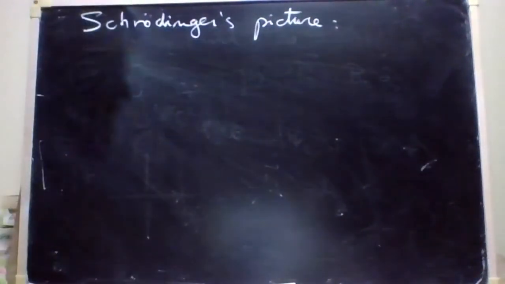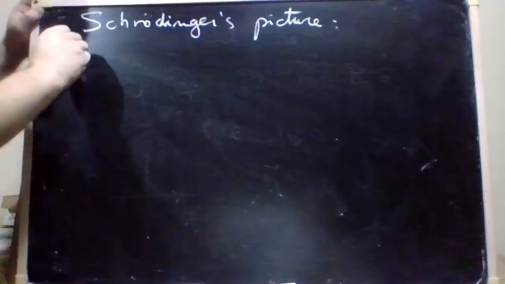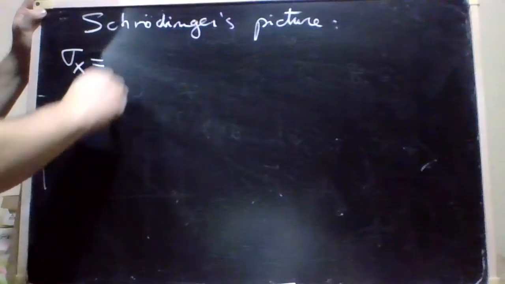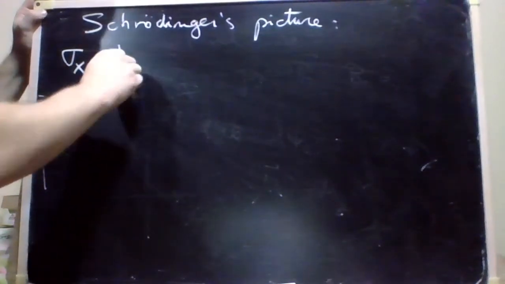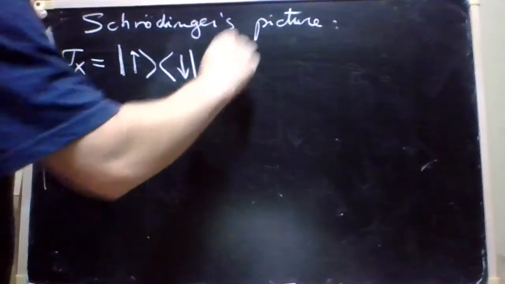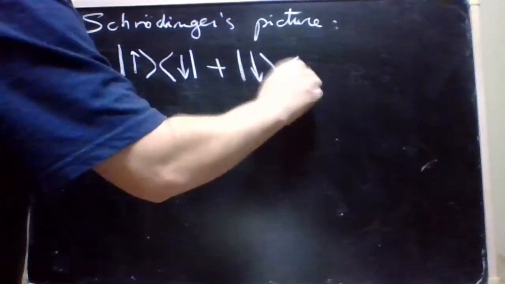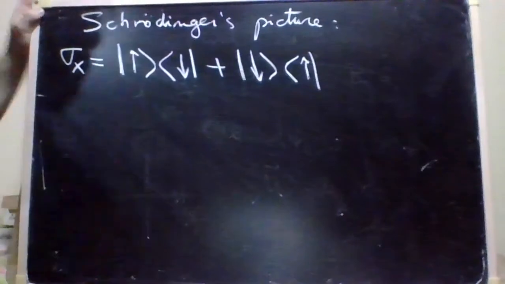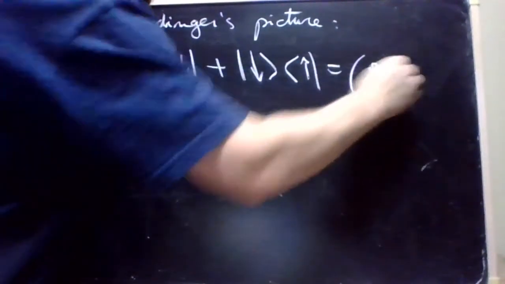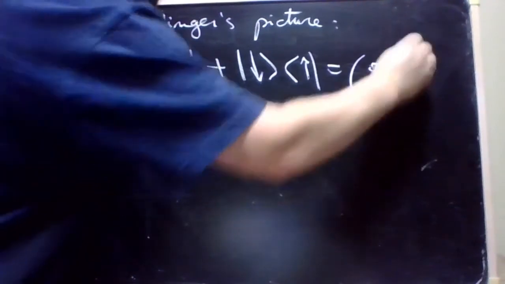But let me remember some facts. You can prove that. Sigma x is just the matrix up, down, plus down, up. You can do the math. You can show that. This is just the sigma x matrix, right?